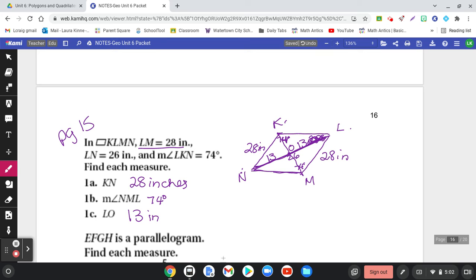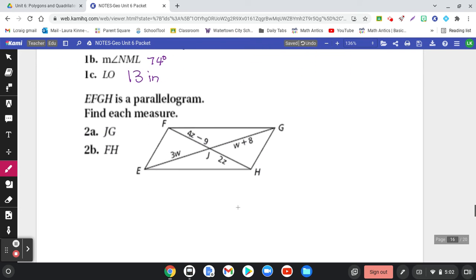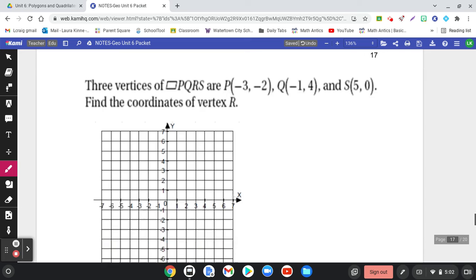All right. Sorry about that confusion there. All right, turn to the next page. I believe we're just about done.